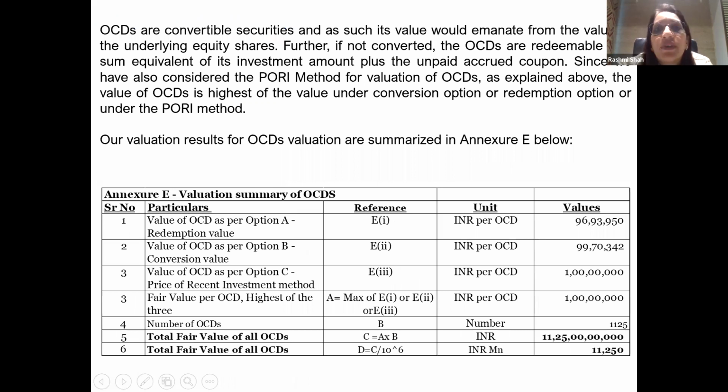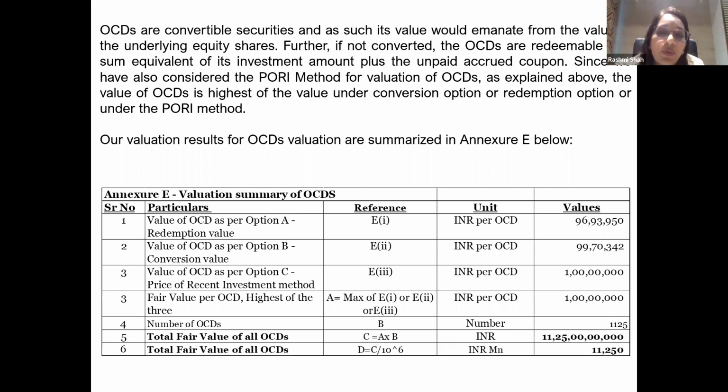So here the OCDs are convertible securities and their value will come from the equity shares. And of course, if they are redeemable, then it's the equivalent of the investment amount plus the unpaid accrued coupon. Here we have analyzed three scenarios. As per one option, that is the redemption option, we are getting one value. As per the second option, that is the conversion, we are getting a second value. And there was a recent infusion that had happened, so that becomes the third option. So the fair value that we have taken is the highest of the three.